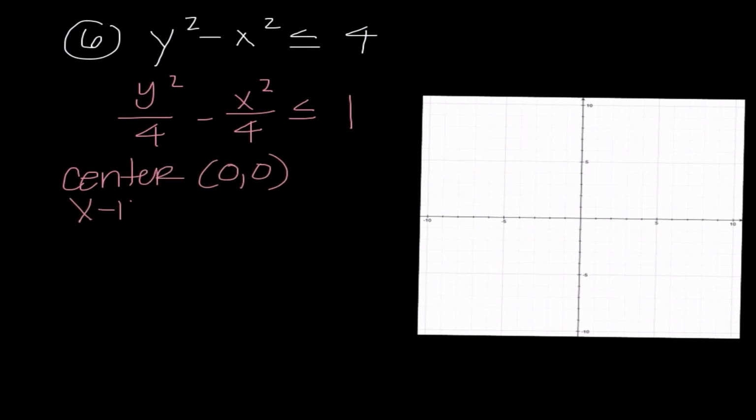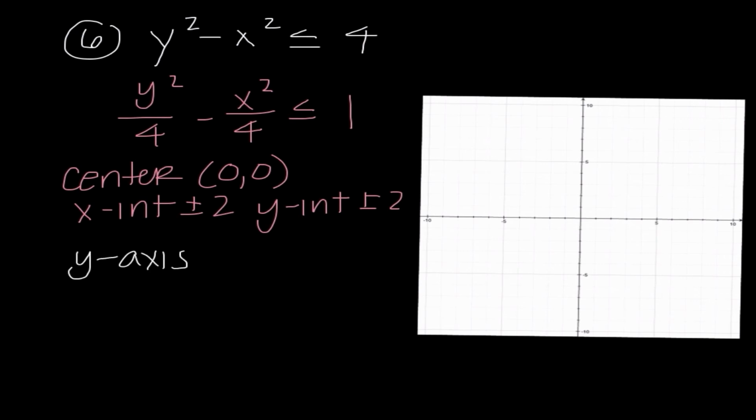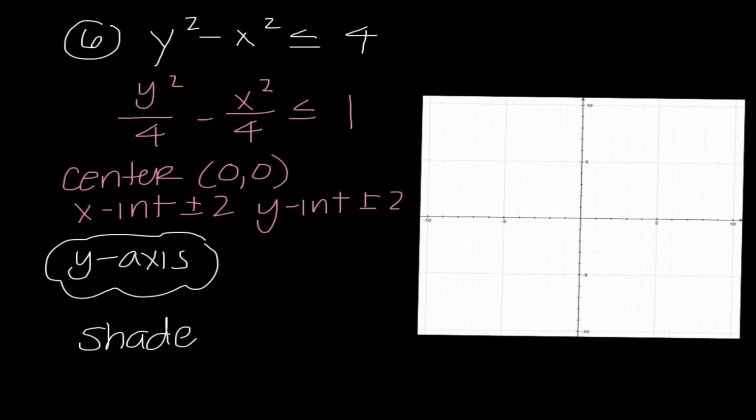My x-intercept is plus or minus 2. My y-intercept is plus or minus 2. I also notice that since it says less than or equal to, that my graph should be solid. Finally, I know I'm graphing this over the y-axis. And I really shouldn't say finally, because our final thing, we know we're going to have to shade. And we're going to talk about that after I plot this.